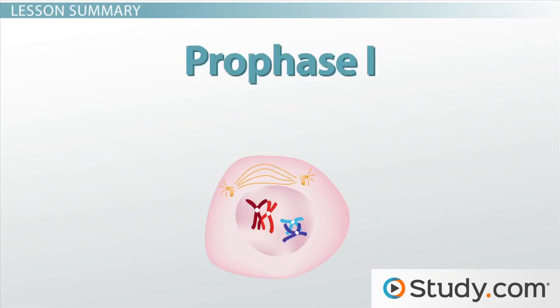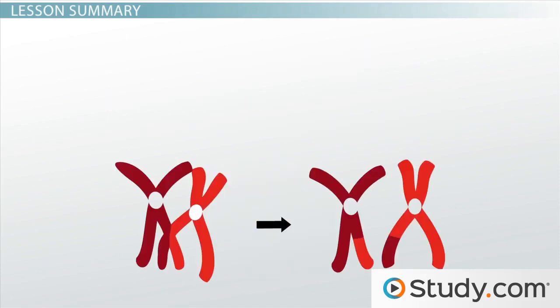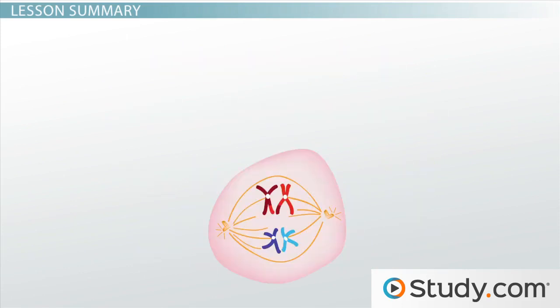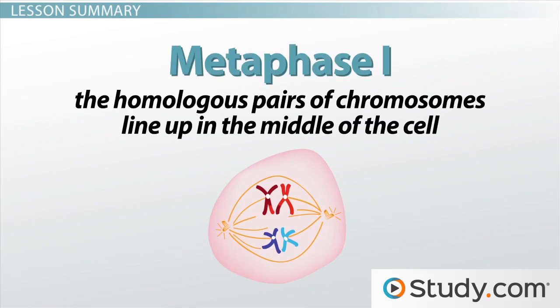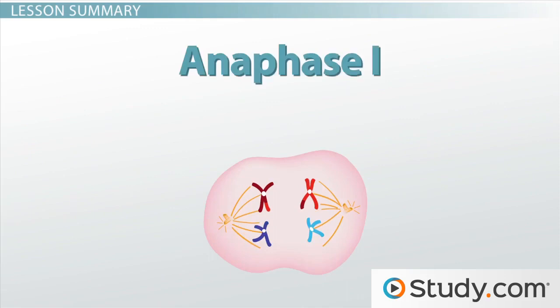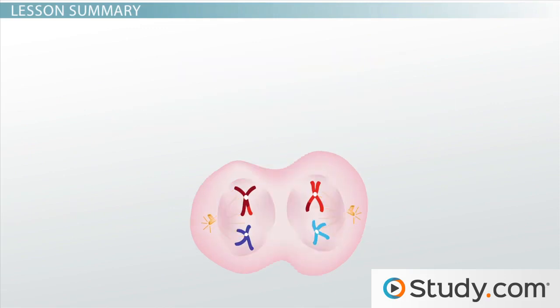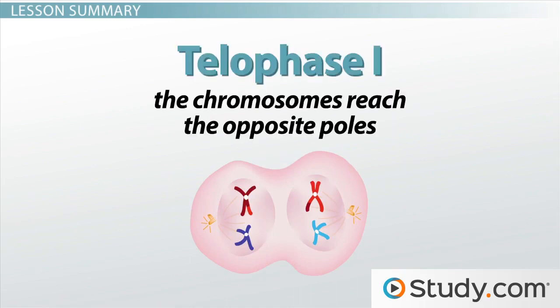Meiosis 1 starts with prophase 1, and we see the chromosomes condense and meet up to form homologous pairs. This connection allows for crossing over, which is the shuffling of genetic information. Then the cell moves into metaphase 1, where the homologous pairs of chromosomes line up in the middle of the cell. Next we have anaphase 1, where the homologous pairs pull apart and move away from each other, followed by telophase 1, which gives us 2 cells, as the chromosomes reach the opposite poles.